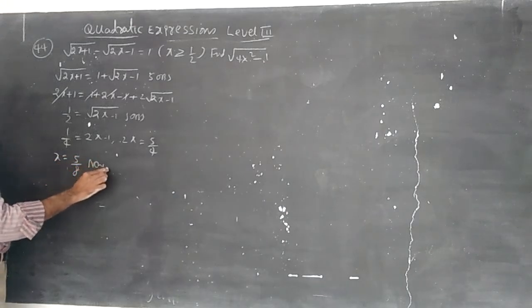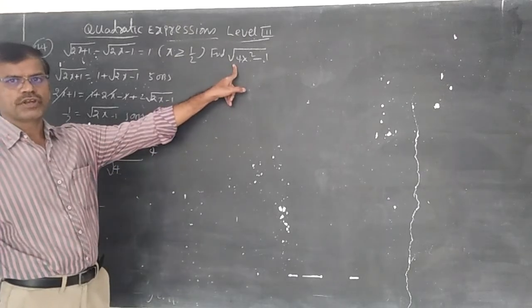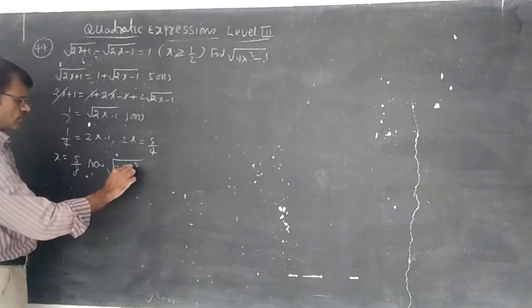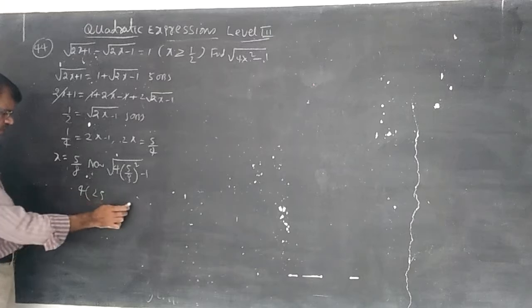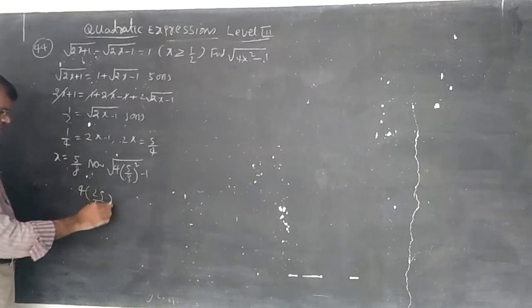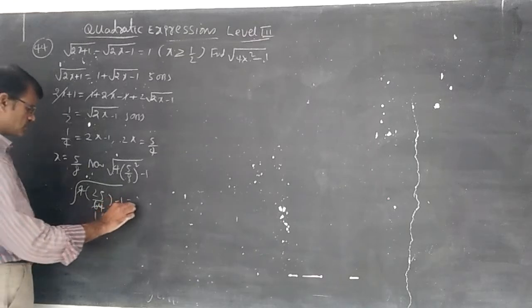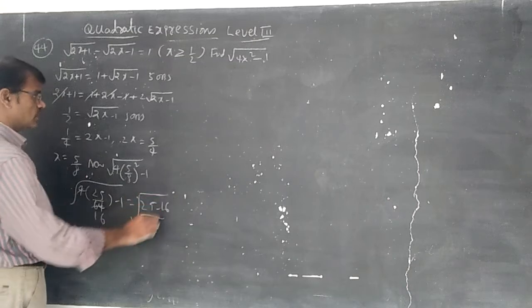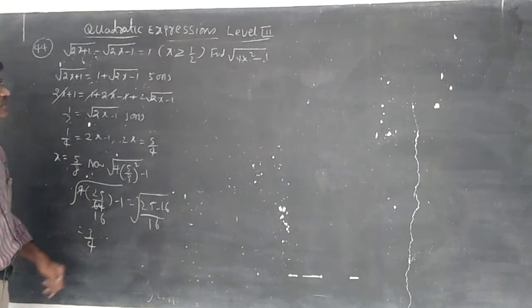Now substitute the value 5 by 8 here. 4 into 5 by 8 whole square minus 1. 4 into 25 by 64 minus 1. 4 will be cancelled, 16 times. So 25 minus 16 whole by 16. 25 minus 16 is 9. 9 by 16, so root is 3 by 4. That is correct.